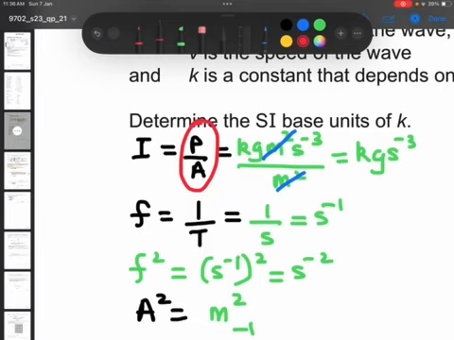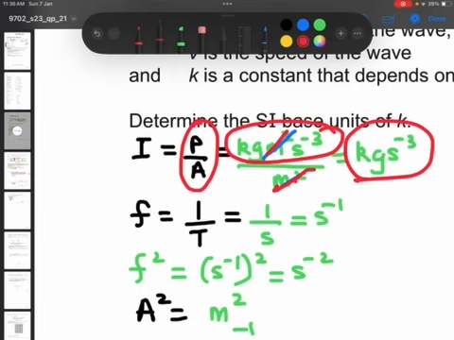But power, we already know the units from the previous question, which was kg m squared per second cubed, then divided by the SI base units for area, which we know is meter squared. So meter squared and meter squared on the numerator cancel out to give us the SI base unit for intensity.